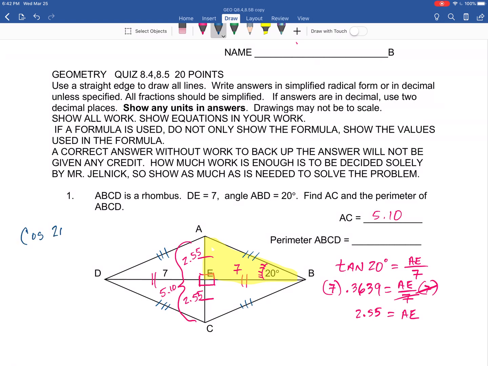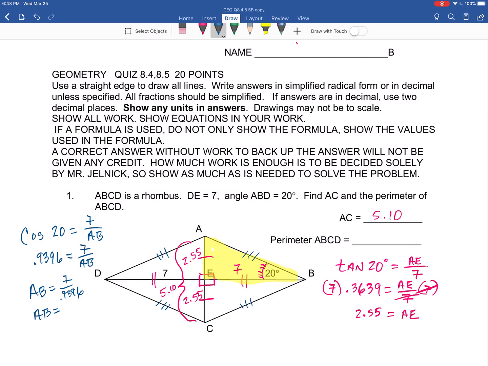Cosine of 20 degrees equals adjacent over hypotenuse, AB. Cosine of 20, let's figure out what that is. Make sure our mode is in degrees. Okay, we've got cosine of 20. 0.9396 equals 7 over AB. Unknown on the bottom. Let's do the Toby switch. AB equals 7 over 0.9396. We get our distance AB.